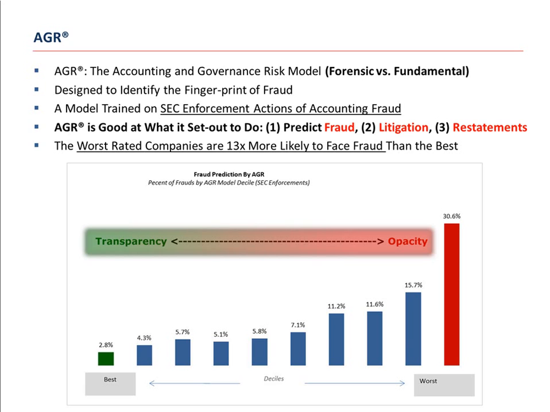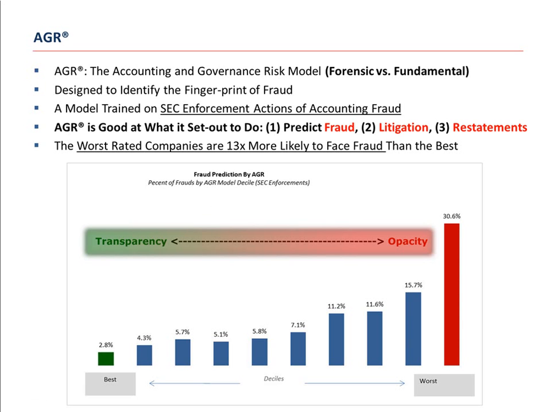And lucky for us, AGR was good at what it set out to do. In fact, if you look down at this image, if you think about the best rated companies as being very transparent and the worst rated companies as being very opaque, to the extremes being fraudulent, so we have this continuum, the worst rated companies by AGR are 13 times more likely to face an SEC action of accounting fraud than the best rated companies. So lucky for us, we had a good model.